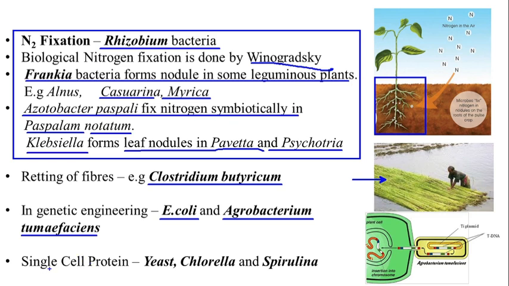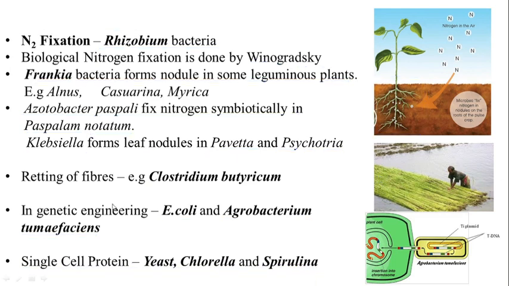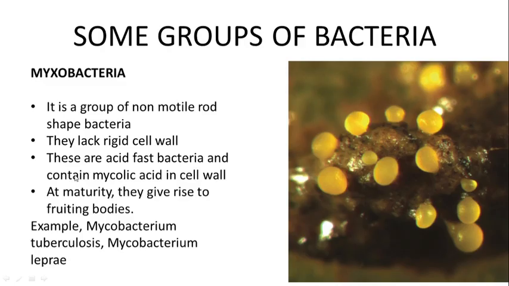Then we have single cell protein, which is also a source of nutrition, and single cell protein includes yeast, chlorella and spirulina. So that means bacteria have a large number of economic advantages. Now let us see some groups of bacteria. The first group is Myxobacteria. Myxobacteria is actually a group of non-motile rod-shaped bacteria.